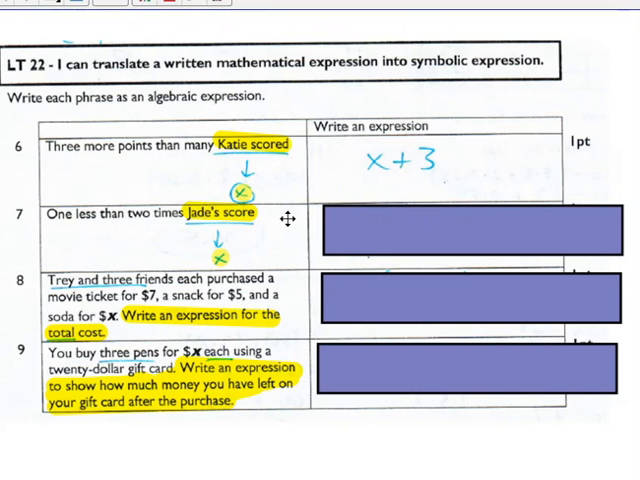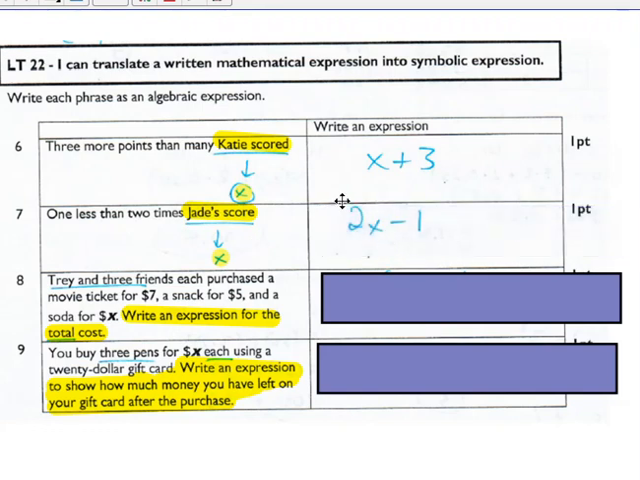Well, again, ask yourself, what information do we not have? We don't have Jade's score. We don't know what her score was. So that's what we're going to use for our variable. We're going to represent that with X. And if you read it again, 1 less than 2 times X. Okay, 1 less than 2 times the value of the unknown. Okay. Now, this one's going to be a little tricky because you'd first need to know what 2 times Jade's score is.